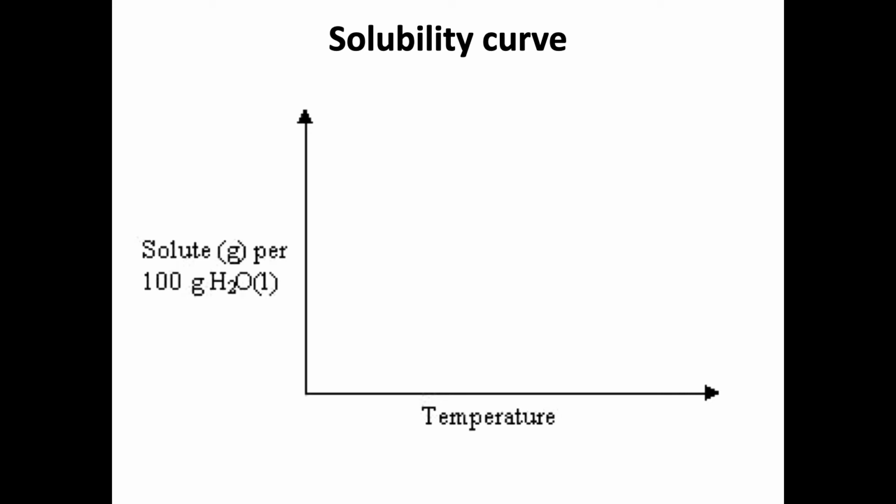Okay, that's the background for what is called a solubility curve. A solubility curve is a graph where you put solute on the y-axis and temperature on the x-axis. Solute is typically expressed in grams per 100 grams of solvent, and we're just going to stick to water because it's super easy.